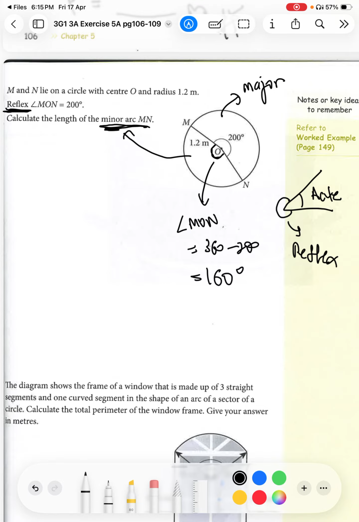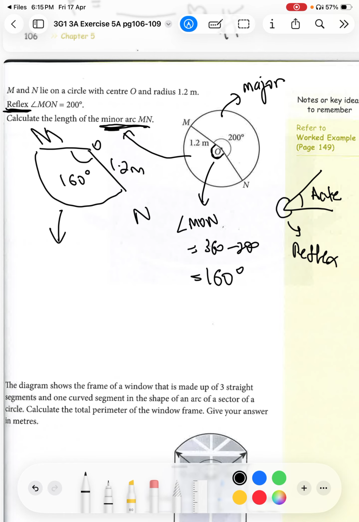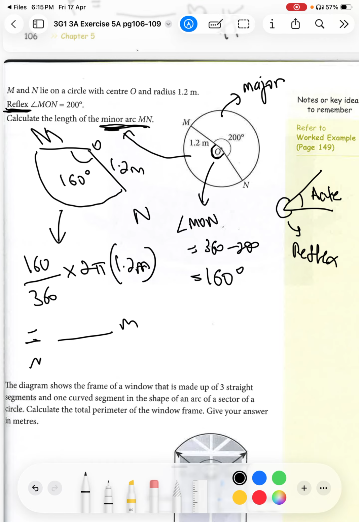So technically they want this. Technically this is the one they want. They want the length of this arc. It should be again the same formula: 160 over 360 times 2 pi r, 2 pi times 1.2 meters. Using the calculator, you get the length in meters, rounded off to 3SF. And that's your answer.